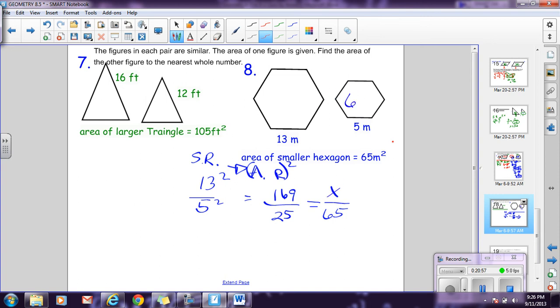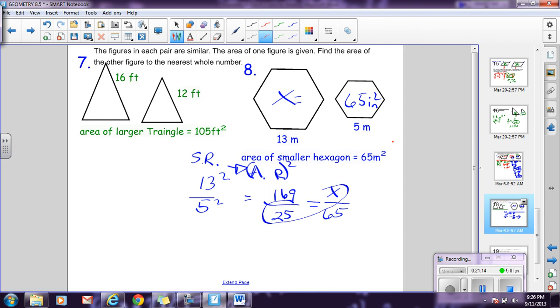So I already know that this area here is 65 inches squared. I need to find out what this big guy is, and I'm going to put him as x. X equals, what is he going to be? So it's 5 to 13 squared. So 5 to 13 squared, 169 over 25, is the same as x over 65. So I'm going to cross multiply.